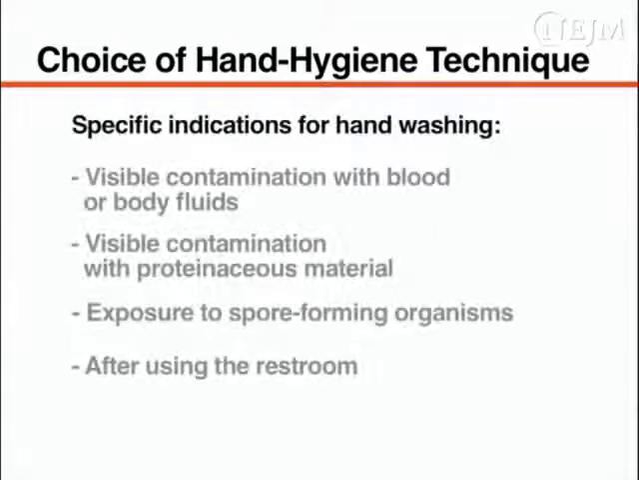There are a few specific indications for which hand washing should be performed instead of hand rubbing. Hand washing must be conducted when the hands are visibly contaminated with blood or body fluids, and when the hands are visibly contaminated with proteinaceous material. Hand washing must also be performed after exposure to spore-forming organisms, for example, after caring for patients with diarrhea associated with Clostridium difficile or after exposure to Bacillus anthracis. Finally, hand washing should be performed after using the restroom.